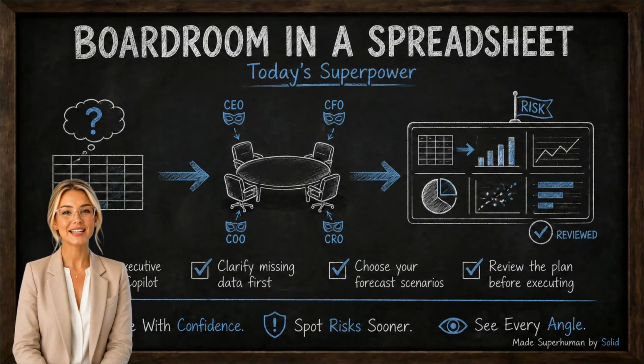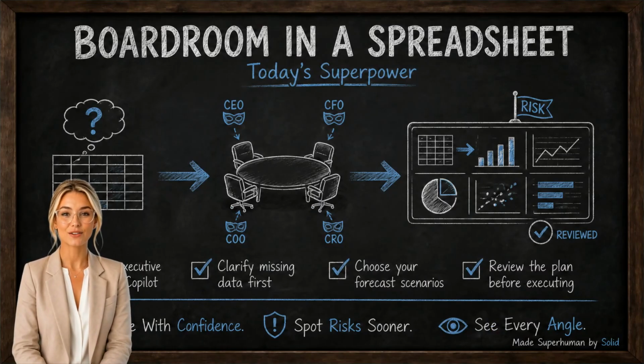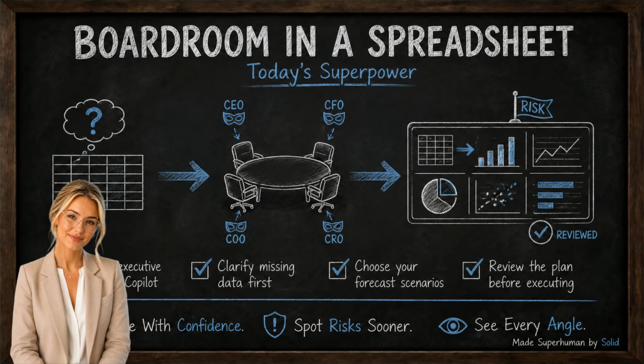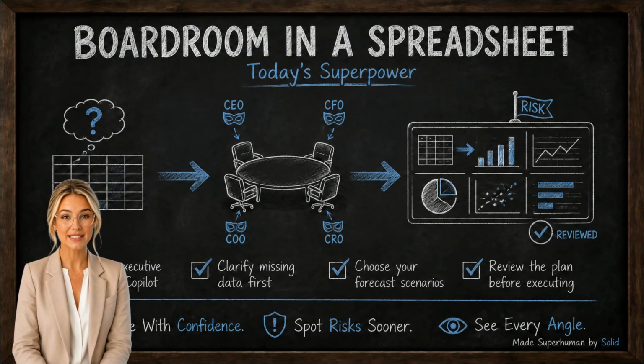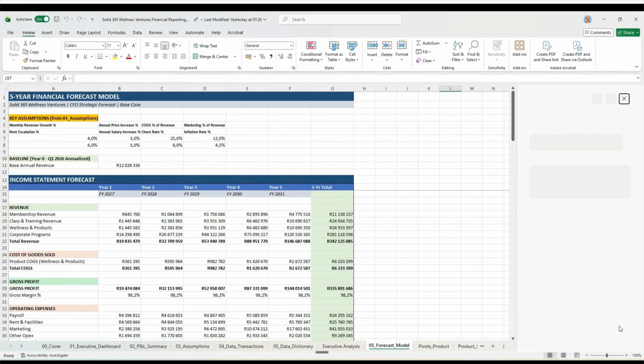Take your forecast, hand it to four executives inside Copilot, and get a full analysis back, risks flagged and reviewed. Assign the roles, clarify the data, choose your scenarios, review before you execute. Open Excel and click the Copilot button.